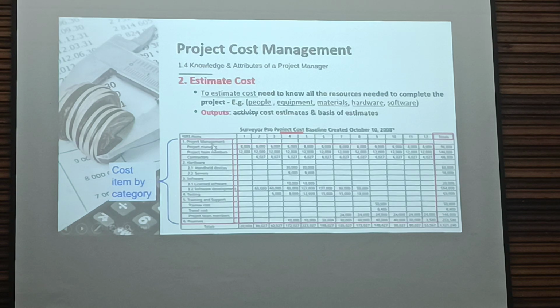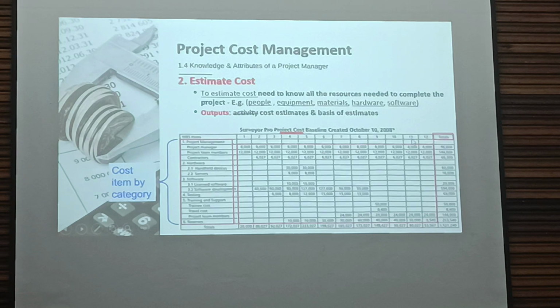So these are cost items. January, February, March, April, and so on, until December. This is a 12-month cost estimate. This one is January, February, March. 12 is December.